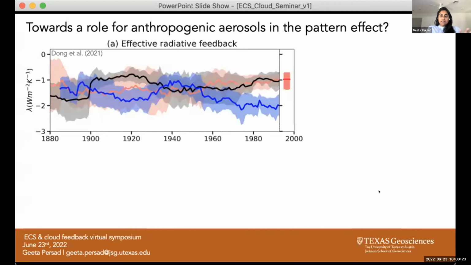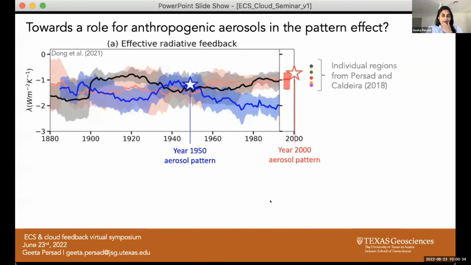So where does this leave us in terms of a role for anthropogenic aerosols in the pattern effect? Coming back to that figure from UA's paper that I showed before, here I've added on top a very naive estimate of the effective radiative feedback, assuming that those simulations that I showed are equilibrated and that the feedback parameter is just the inverse of the forcing efficacy. So here I've added on what we would get from the 1950 aerosol pattern, from the year 2000 pattern. 1950 is about lambda of about 1.1, 2000 is about 0.9. And then the individual regions from the earlier paper span roughly a 1 watt per meter squared per Kelvin range.